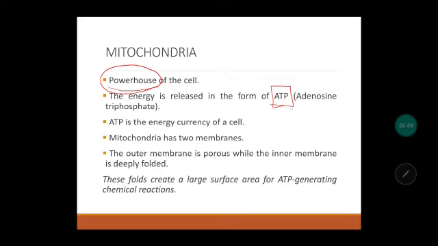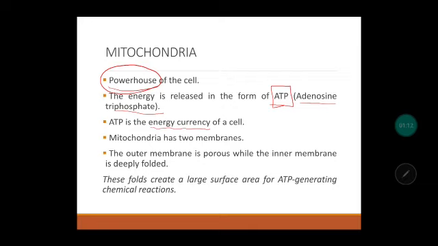The full form of ATP is adenosine triphosphate. It is a sugar molecule and is the simplest form of energy that is produced in our cell. So ATP can also be regarded as the energy currency of the cell, because this is the molecule that provides energy to the cell. Now looking at the structure of mitochondria, children, mitochondria has two membranes.